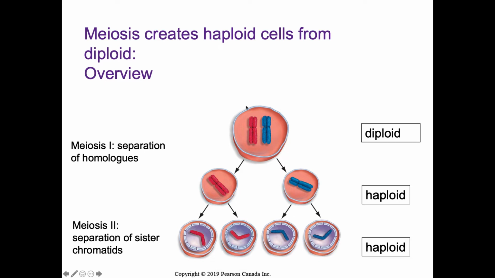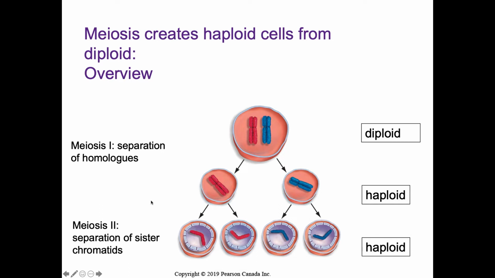In the first division, we have what is known as the reduction division. That is where homologous chromosomes are separated into daughter cells, resulting in the daughter cells being haploid, although the parental cell was diploid. This division is known as meiosis I, and again, the hallmark of meiosis I is the separation of the homologs.